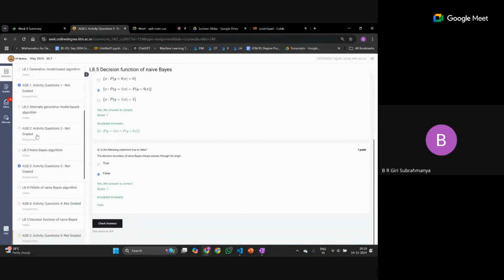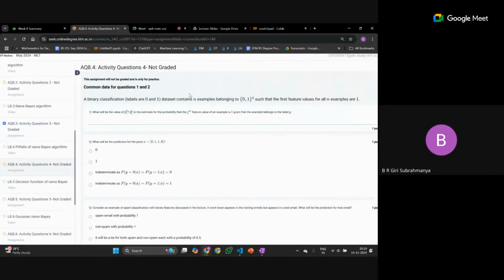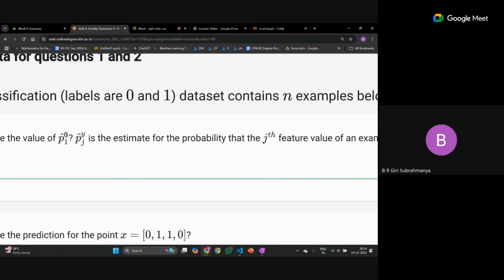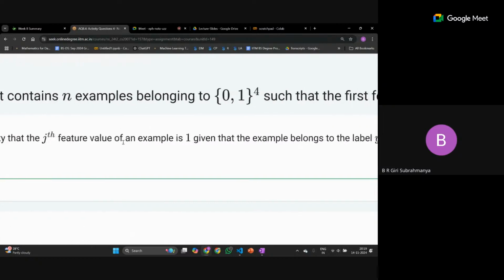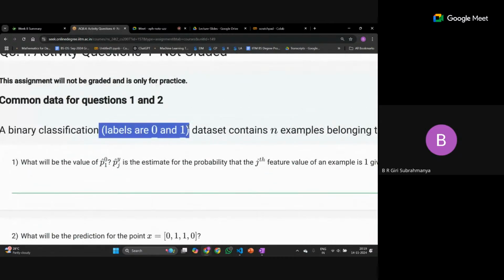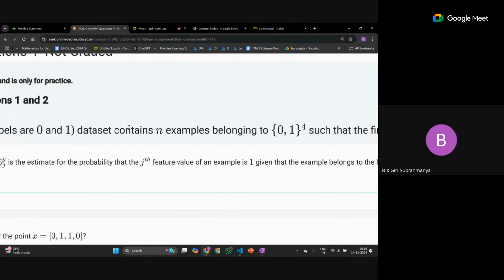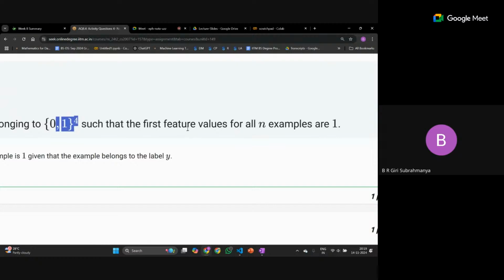So Laplace. Let's look at that also. So what will be the value of P01? So label 0, feature 1. So this one we know. Now the question is a binary classification with labels 0, 1, of course. Now the data points of n belong to {0, 1} to the power 4. Now the first feature values for all the n examples are 1.